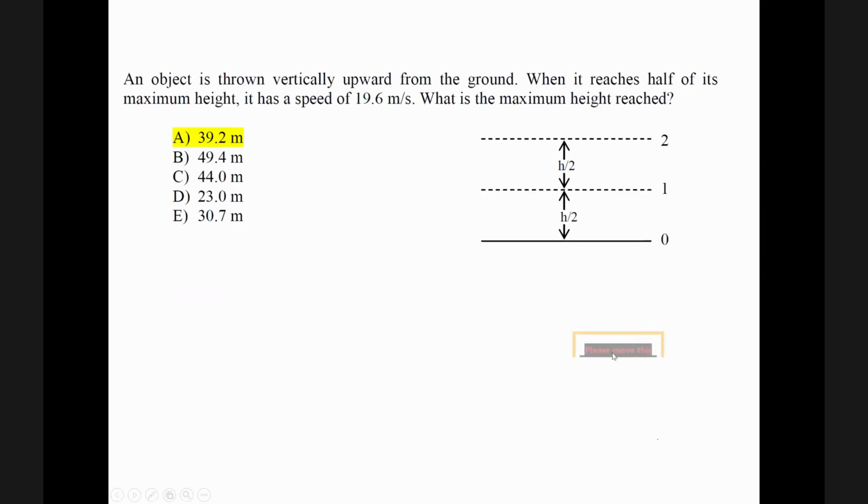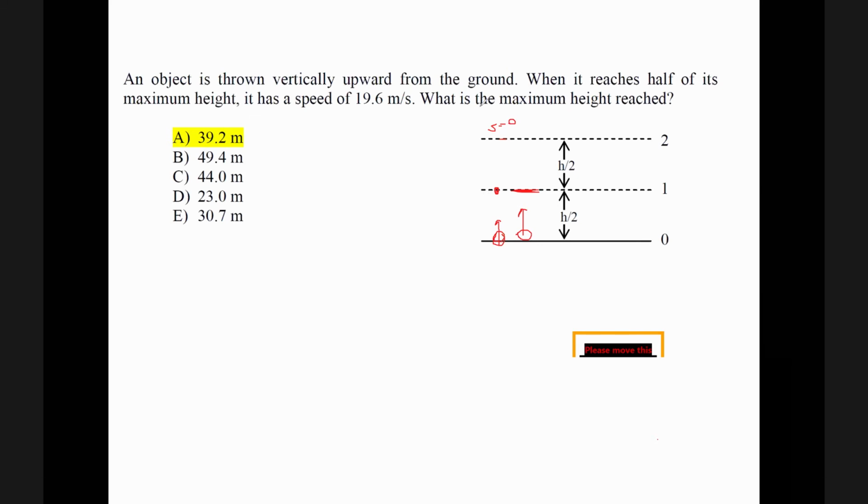Another question on motion in one dimension. An object is thrown vertically upward from the ground. When it reaches half of the maximum height, which means here, it has a speed of 19.6. So this tells me that initially I have a high velocity. It decreases and becomes here 19.6. Then what happens if it proceeds up? At maximum height, the velocity will be 0.